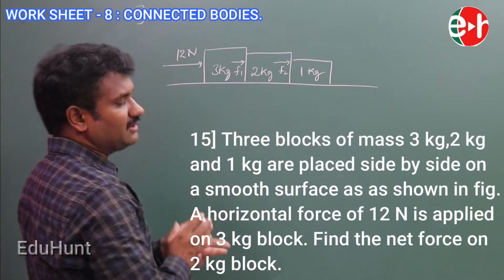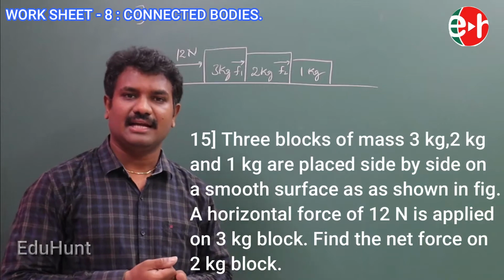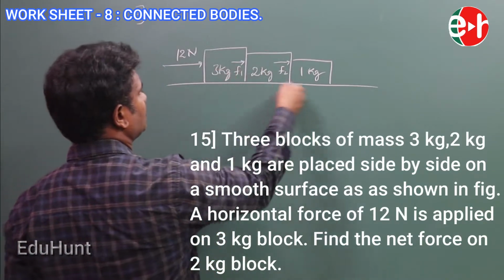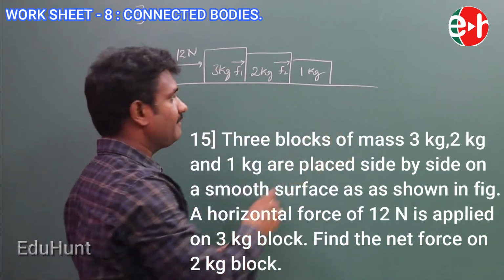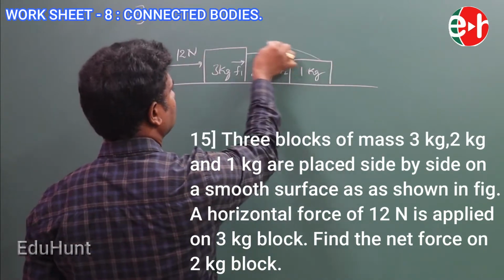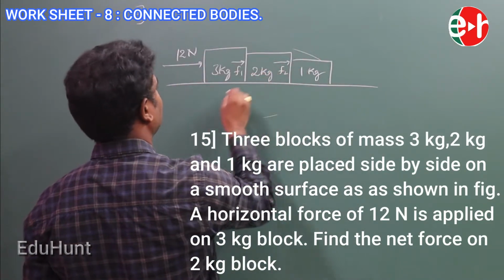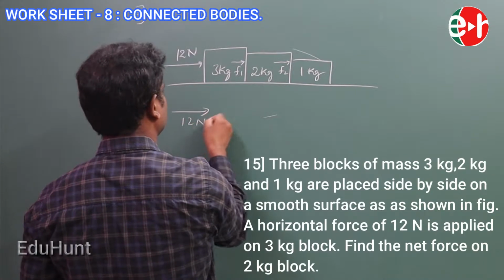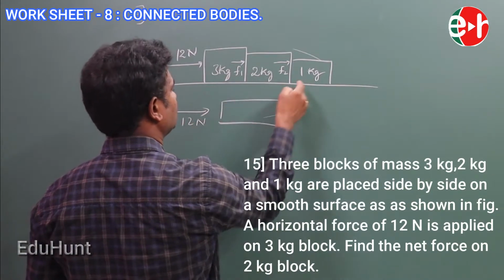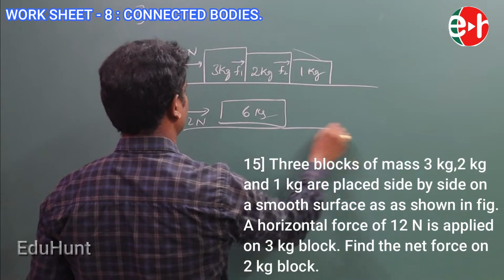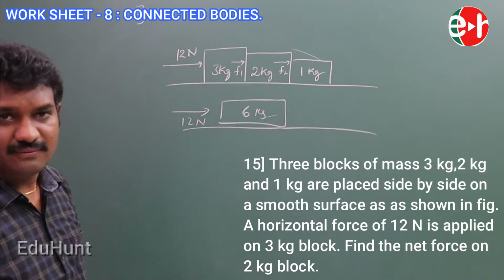So in such problems, what you have to do? First of all, we have to find the acceleration of the system. As a whole, the system is moving with uniform acceleration A. So for this 12 newtons, these 3 blocks act as a single block. That's why this is 12 newtons, 3 plus 2 plus 1, 6 kg. Means on the 6 kg, 12 newtons of force is acting.